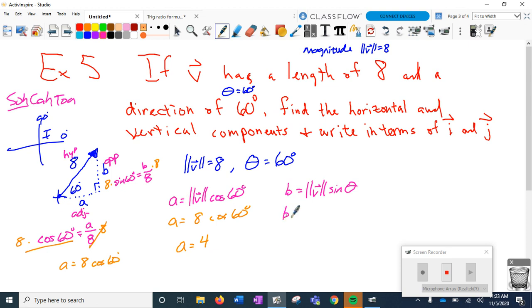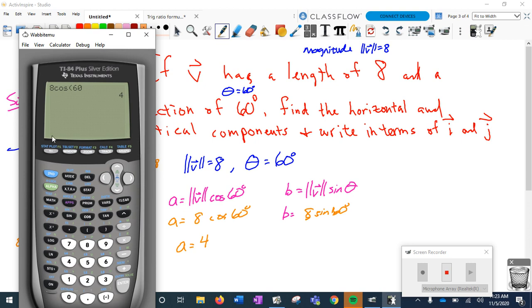Again, the magnitude was 8. We do 8 times sine of 60 degrees. We are going to use our calculator, but I'm also going to show you some things that we could end up using our trig chart with. Give me a second here. So we've got 8 times sine of 60 degrees. Okay, you notice that that's not nice.